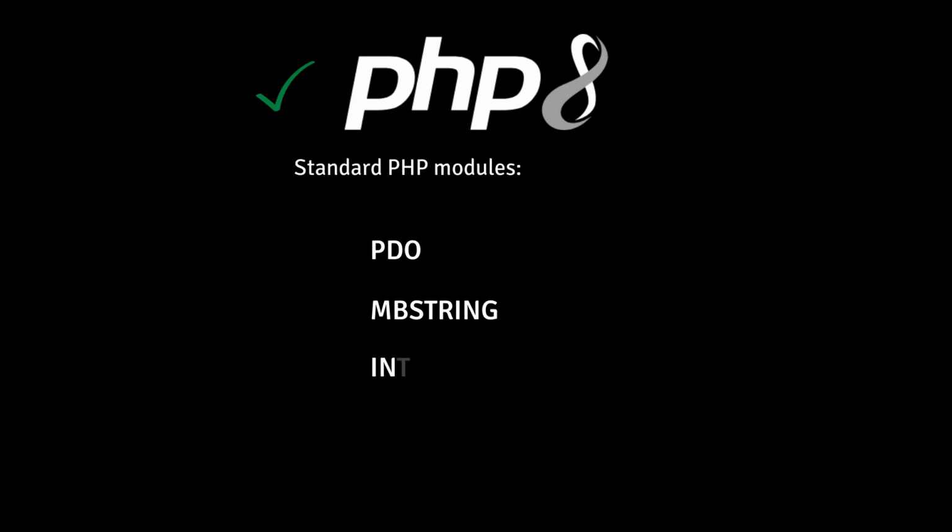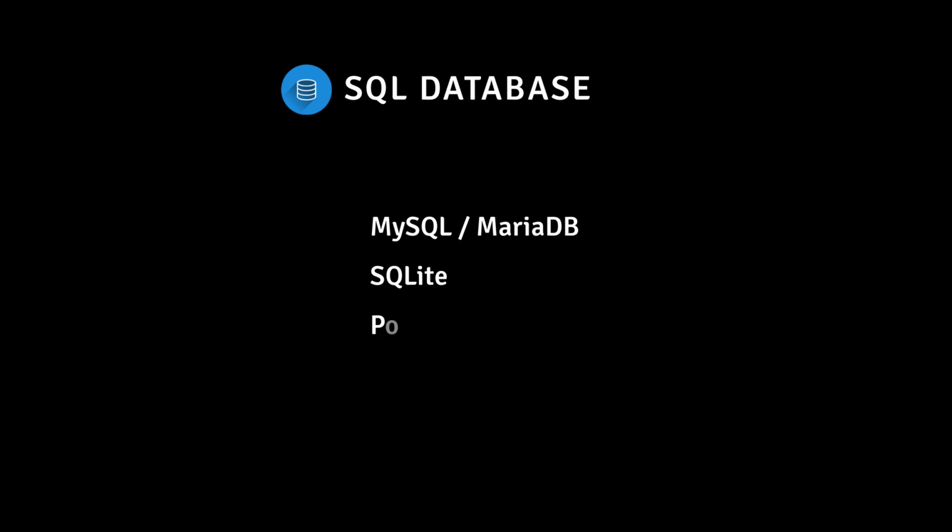First, please make sure that PHP version 8 or later is available on your computer and that standard PHP modules are installed, such as the PDO extension, multi-byte string extension, INTL extension, and GD extension. There should also be some SQL database available. PHP Jet currently supports MySQL or MariaDB, SQLite, PostgreSQL, and MS SQL. For testing purposes, the SQLite database system is sufficient.